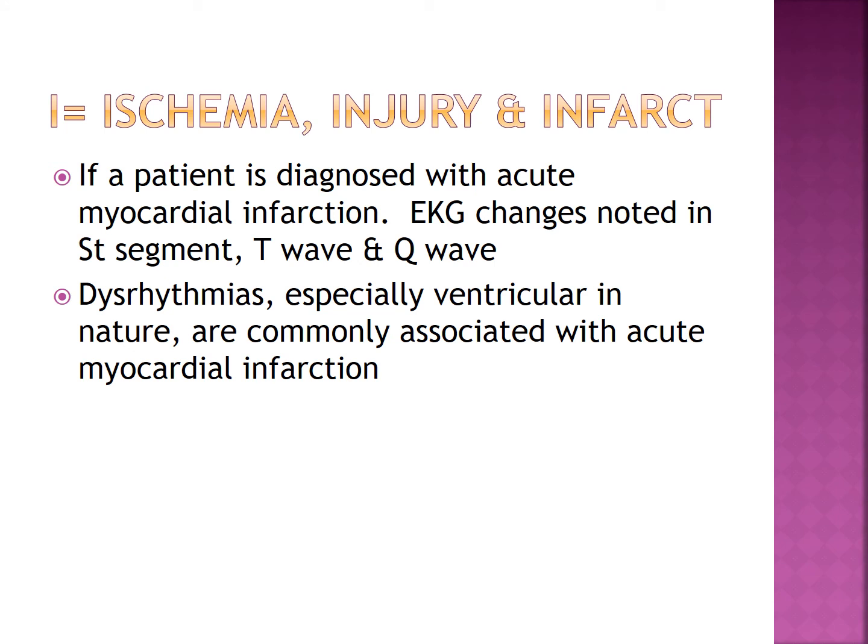Ischemia, injury, and infarct, okay? So if a patient is having some kind of oxygenation issue to their own cardiac muscle, you will see EKG changes, and most notably in the ST segment, the T wave, and something called a Q wave, all right? Dysrhythmias, especially ventricular in nature, are commonly associated with acute myocardial infarction. So that's why if we have any kind of change from the patient's baseline rhythm, we will get a 12 lead, because a lead 2, if they're on a cardiac monitor, really only tells you one small part of the story, and we want to see what's going on in the rest of the heart.